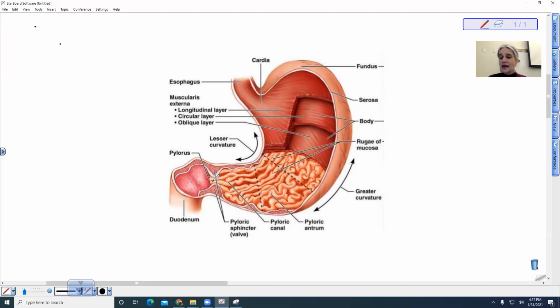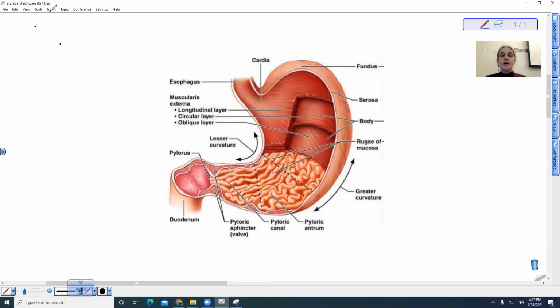So this is the pyloric sphincter right here. This is the beginning of your small intestine. This is really important, that this valve works properly so that the chyme is not dumped all at once into the small intestine, but it's just squirted in there a little at a time.